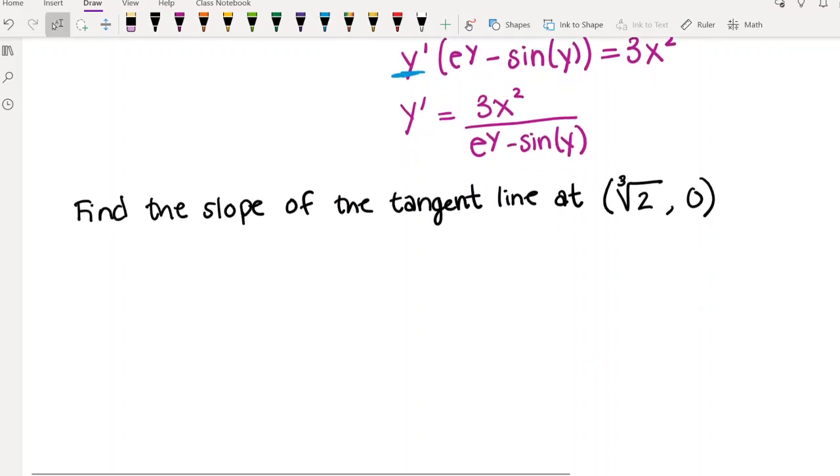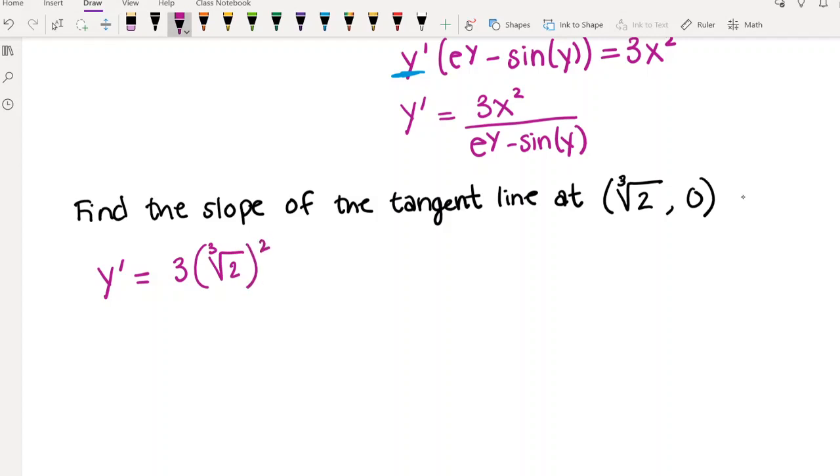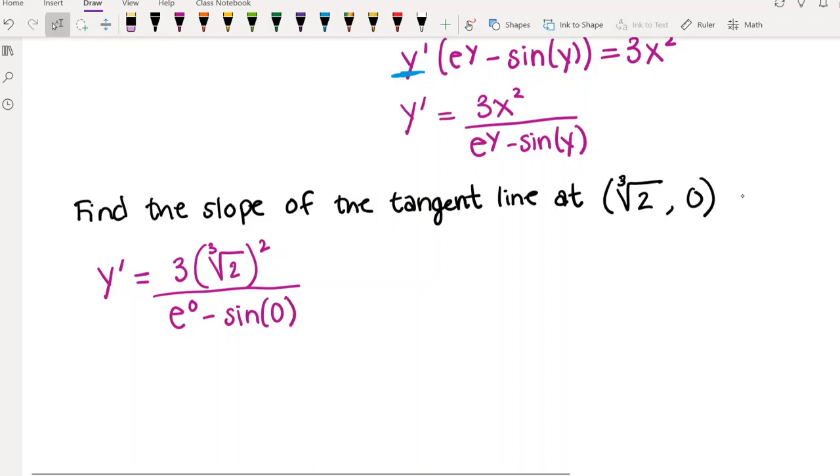So how does this work? Well, we know what y prime is, so we can just plug those numbers in. On the numerator, we're going to get 3 times the cube root of 2 squared. And then in the denominator, we're going to have e to the 0 minus sine of 0. So let's simplify the denominator first. e to the 0 is 1, sine of 0 is 0, so the denominator is just 1.